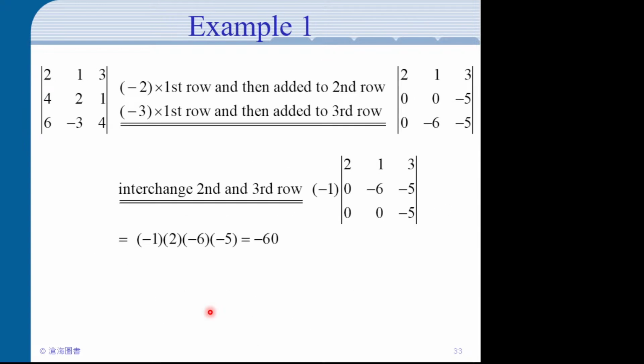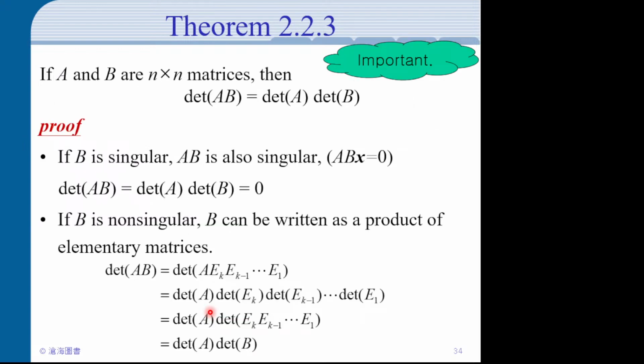Okay. So that's a nice way to calculate determinant. And then we go to the next important theorem that, even if you forgot the proof, you must remember: determinant of AB equals determinant A times determinant B. Okay, very important. So the two most important theorems: first, A is singular if and only if determinant equals 0. The second one is this: determinant AB equals determinant A times determinant B.